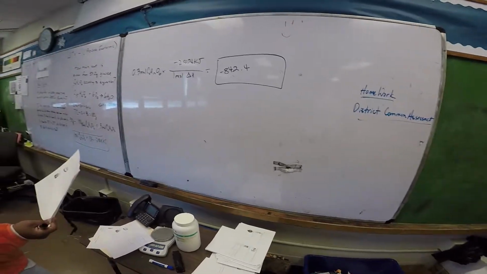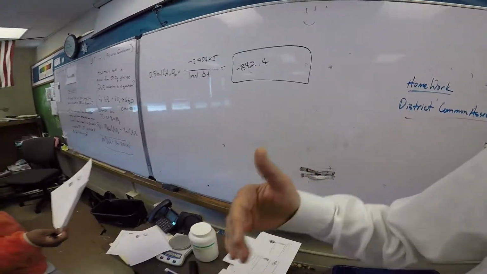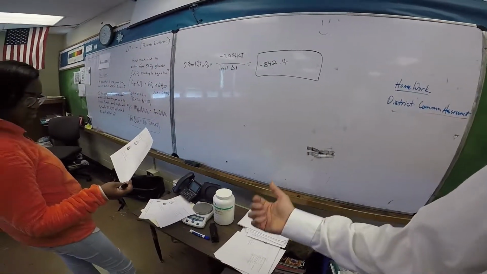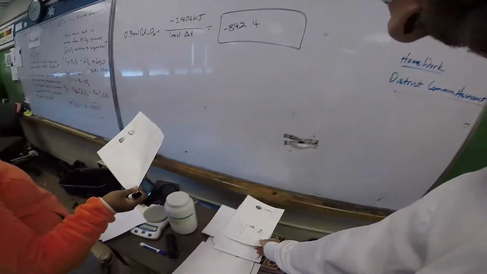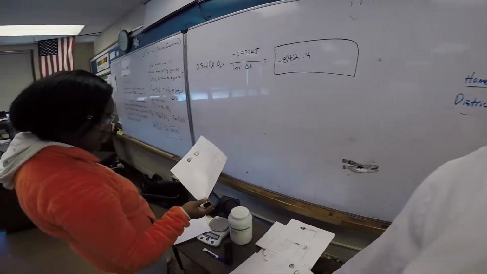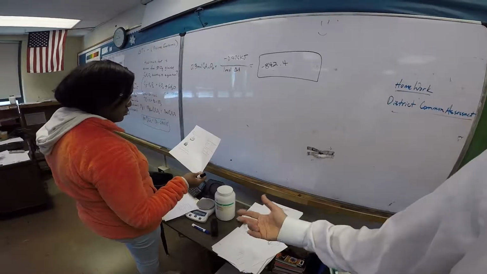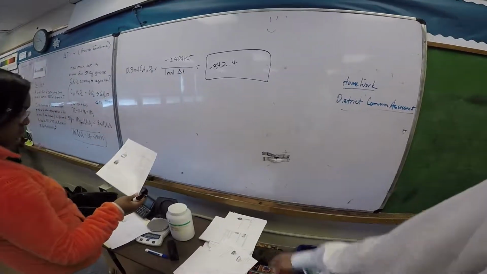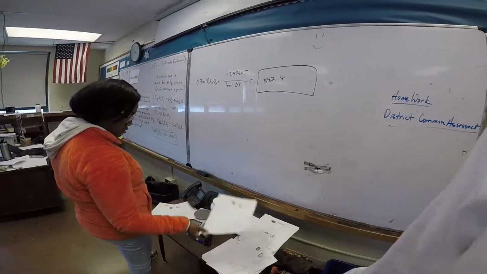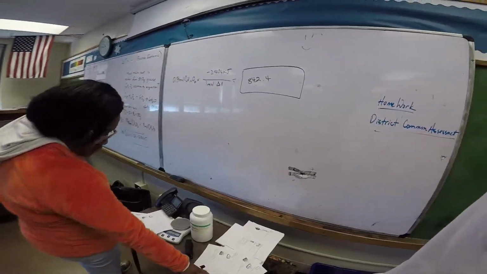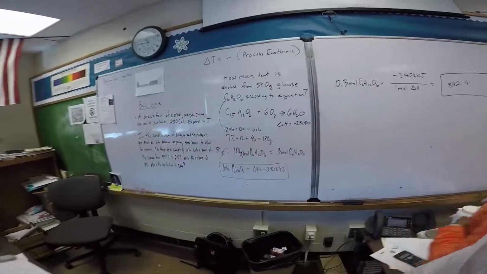So would it be positive? It's positive because they're qualitatively telling you that the heat is, what's the word again? What do they say there? The heat is evolved. That means it's coming off. So you know it's going to be negative. So the answer is going to be 842. Now I'm just bringing this to your attention because it's pretty tricky. So D.